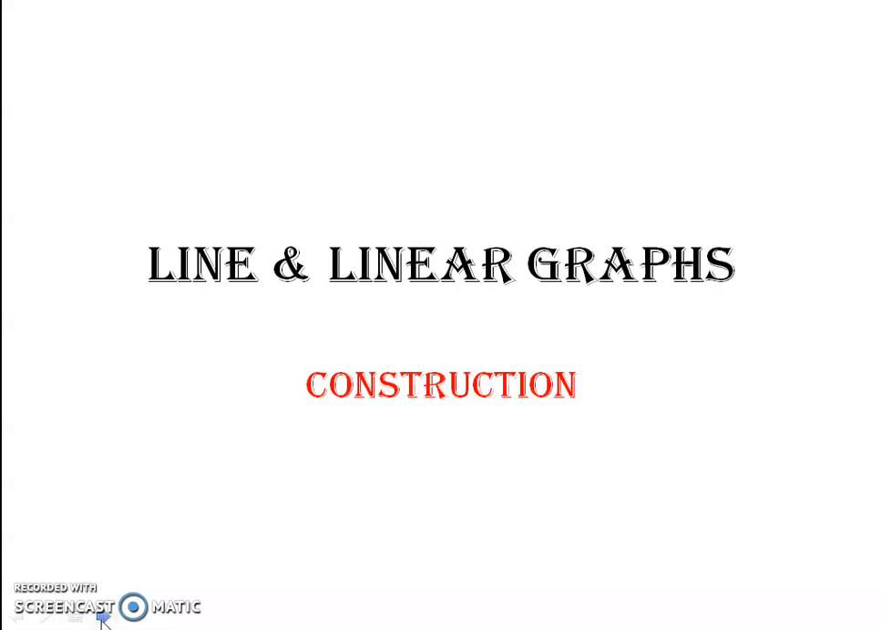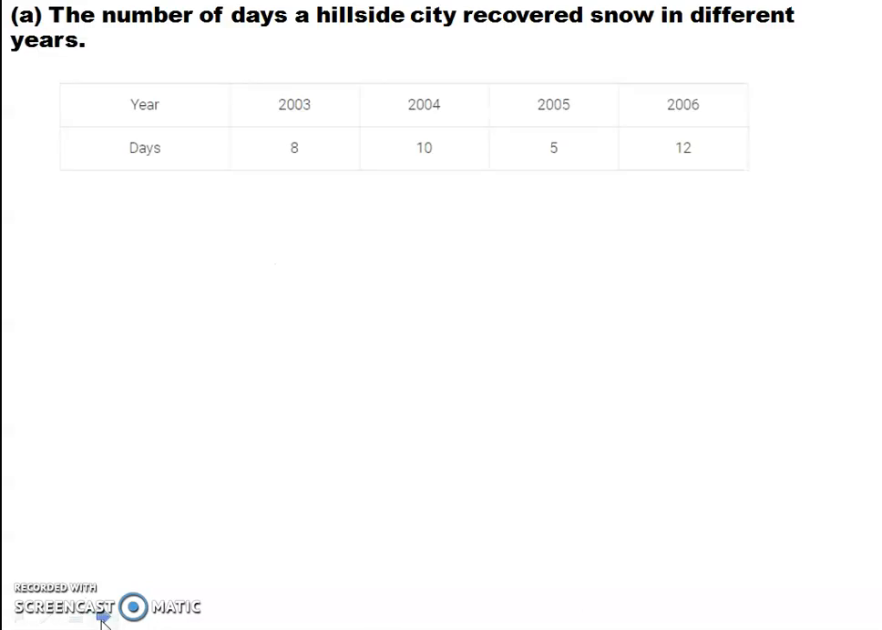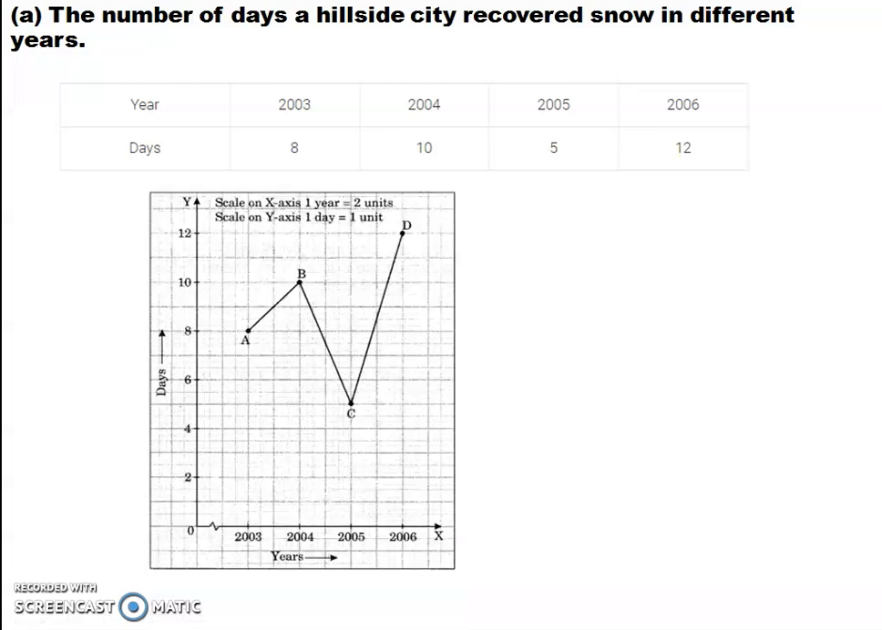First, let us see what is a line graph. Here is the number of days a hillside city received snow in different years. The first is given as years, and this will be on your x-axis, and the number of days, which is varying, is given on the y-axis. Now let's see how to draw a graph. Along the y-axis we have the number of days and along the x-axis we have the years.